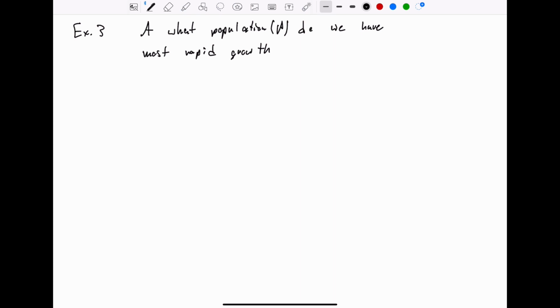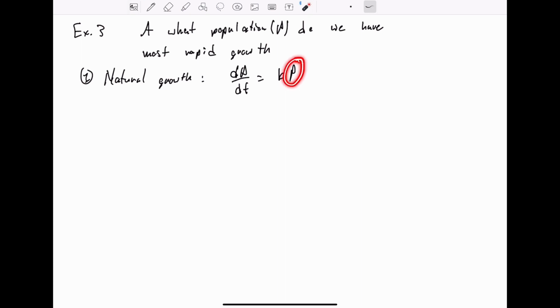First, let's look at the natural growth model. So the differential equation for the natural growth model, the rate at which population grows, is k times P. Notice that as P gets larger and larger, so does dP/dt proportionally. So the larger the population, the faster the population grows, which gives us a larger population, which makes the population grow faster, which gives us a larger population. This is never going to end.